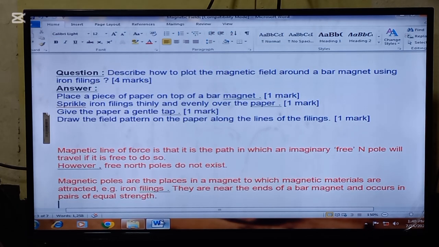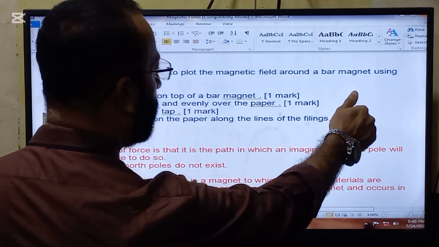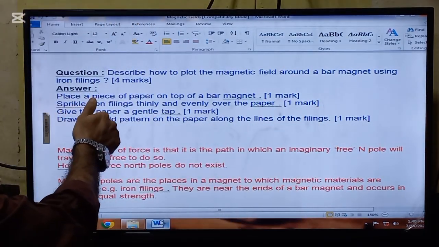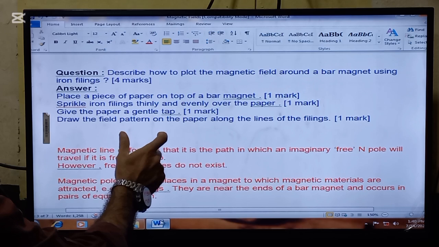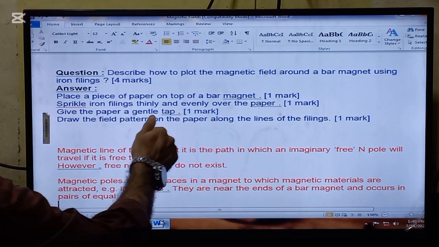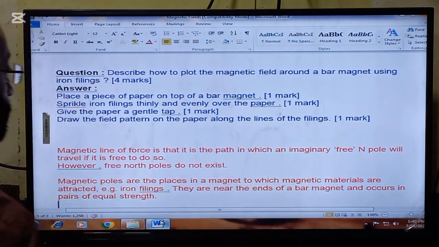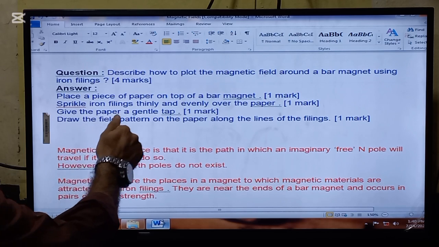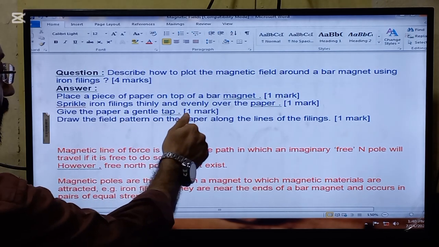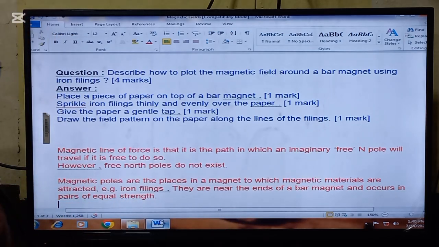Here is a question related to the topic, that is, describe how to plot the magnetic field around a bar magnet using iron fillings. This normally carries 4 marks. So look now, the points to be written in the paper. Place a piece of paper on the top of the bar magnet. It will have 1 mark. Sprinkle iron fillings uniformly, thinly and evenly over the paper. This will have 1 mark.